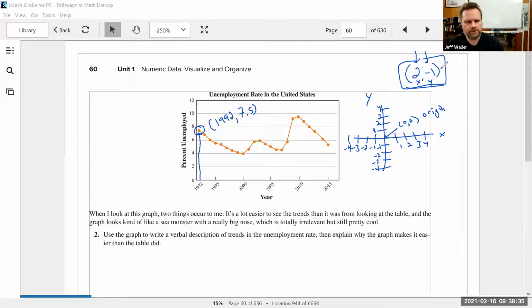So where would the point 2, -1 be? I would go from this point here. I think you guys started telling me. Which way would I go? Right. I go 1, 2 in the X direction. And then I would go down 1, and then I would put my point. Yeah. So right there.